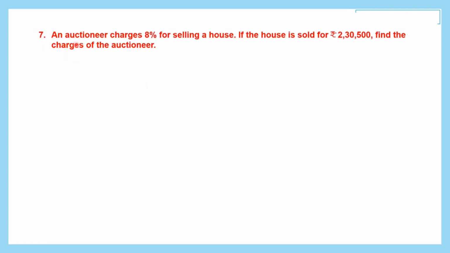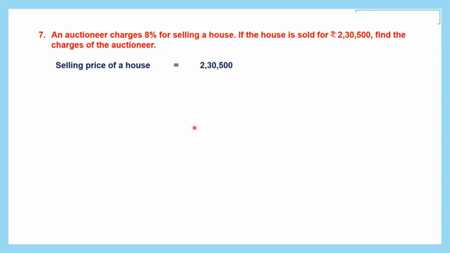Question 7. An auctioneer charges 8% for selling a house. Who is an auctioneer? He's a person who's in charge of auctioning something. So here he's in charge of auctioning a house or selling a house, and he charges a certain amount for it, and he charges 8%. Now, if the house is sold for 2,30,500 rupees, find the charges of the auctioneer.